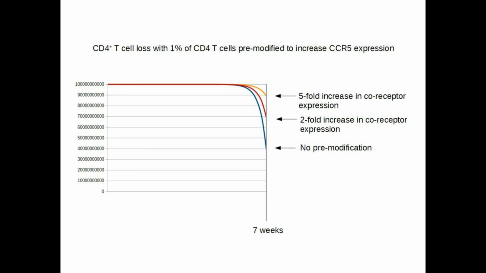This simulation starts with a much smaller fraction of pre-modified cells. This is closer to the level of modification you could expect with a systemically administered gene therapy vector. Downregulation of the co-receptor at this level of pre-modification has no effect. However, increasing CCR5 expression on the pre-modified cells reduces the number of CD4 T cells lost. A similar effect is predicted to occur during latency.